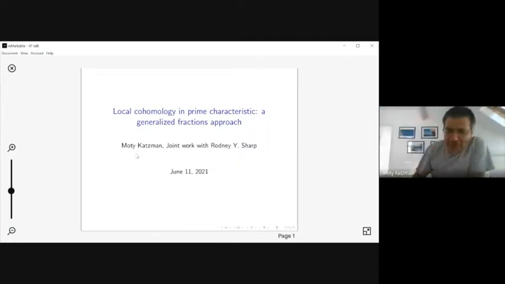I'm afraid I don't have any counterexamples today, but I'm going to show you some other interesting stuff. What I'm going to show you is joint work with Rodney Sharp, who unfortunately cannot be here today.